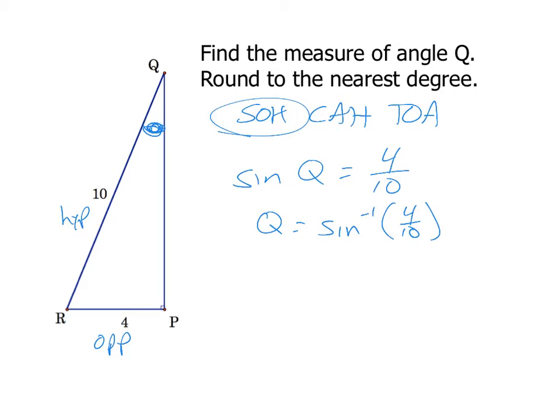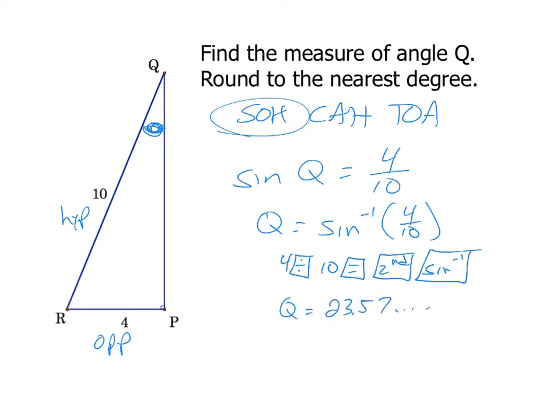So again, on your phonulator, that's your phone's calculator, we're going to type 4 divided by 10, and press equals to get the decimal. It's 0.4. And then we're going to press second, if you haven't done so already, and press sine inverse. When you do all that, hopefully you get Q is 23.57 and a bunch. So that's going to round up to 24 degrees.